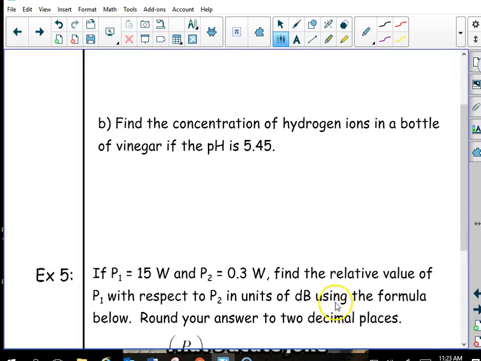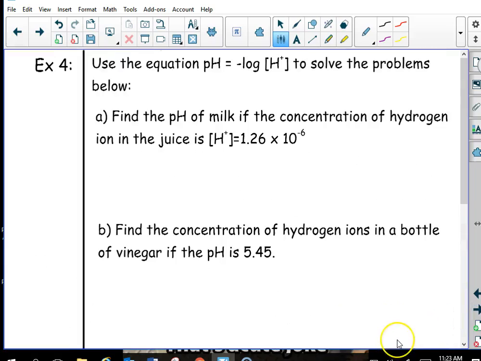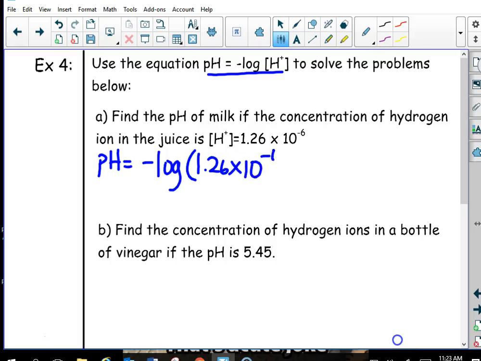Okay, last couple problems are really applications, and they're not too bad. We're given the equation to use here. You find pH, you take the negative log of the hydrogen ions. Okay, so H plus stands for hydrogen ions. It says find the pH of milk if the concentration of hydrogen ion in the juice is 1.26 times 10 to the negative 6. So pH is going to be negative log 1.26 times 10 to the negative 6.